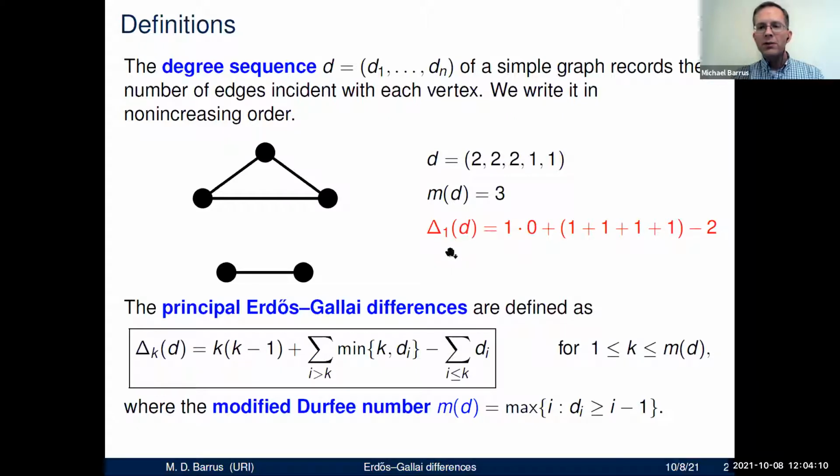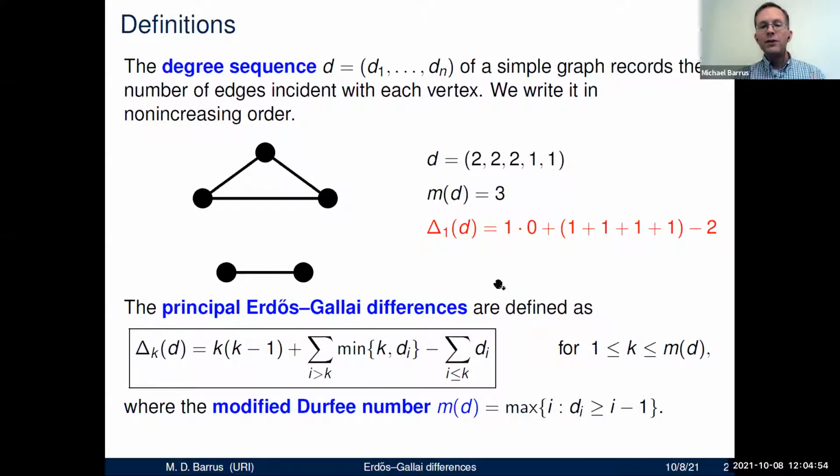So I'm going to compute delta 1. And what I'll do is I'll insert the 1 times 0, but then I'm actually going to jump to the end here, and I'm going to pay attention to the first k degrees, which remember are the largest k degrees, and I'm going to subtract them. So if k is 1, I'll subtract the first 2. And then for each of the remaining degrees, I'm going to go through and I'm going to record either the degree or k, whichever is smaller. So as I go through the rest of these, I'll record a 1 in each case because 1 is at least as small as the degree terms. So we add these pieces together, we get a total of 2, and that's the first Erdős-Gallai difference.